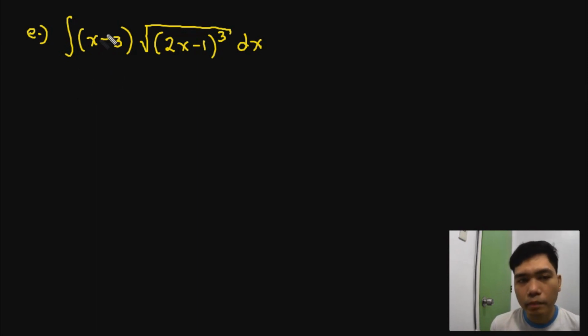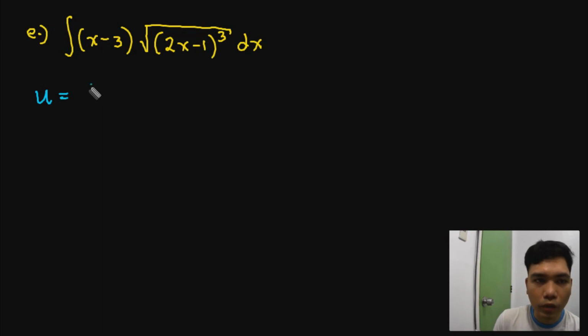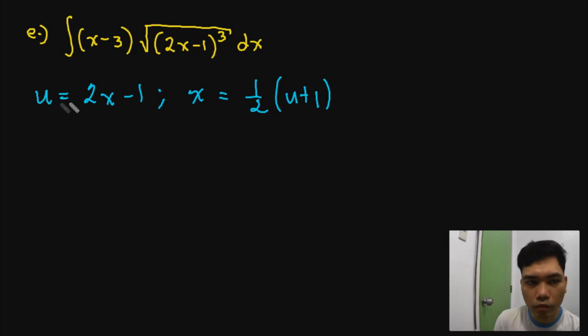Now, what is the best pick in these cases where there are two binomials? We usually use the u substitution for those expressions that are inside the radical sign, because it makes it a lot easier. So in this case, we'll be letting u equal to 2x minus 1. From this, we can now find the value of x, because we'll be needing that. So from this expression, x is equal to 1/2 times (u plus 1), because if you transpose 1 and then divide by 2, you'll get this answer.